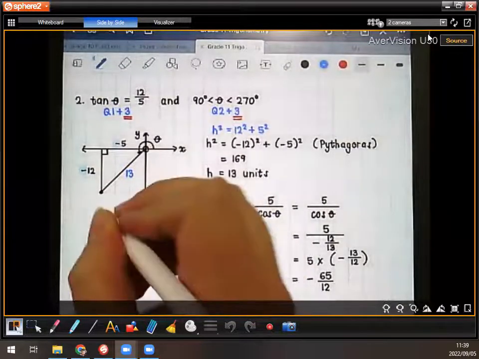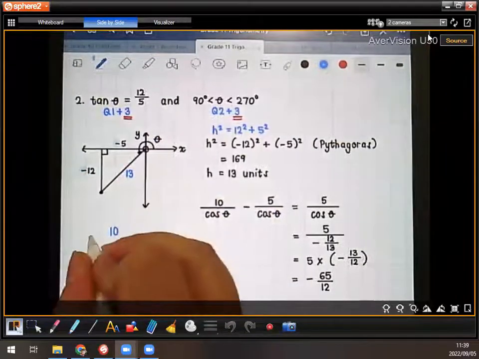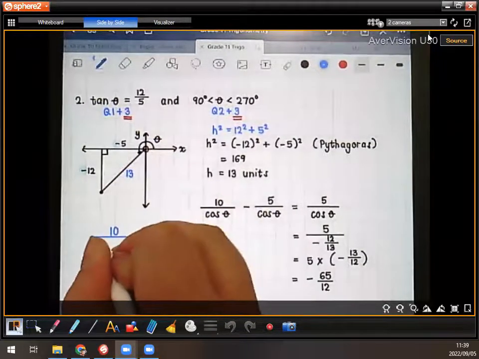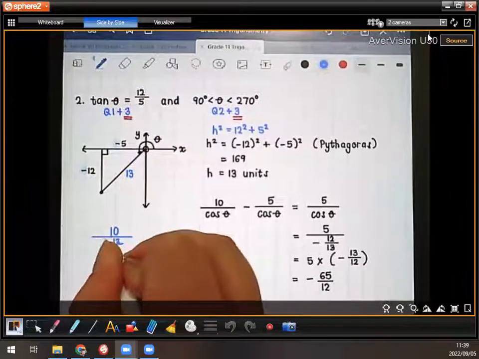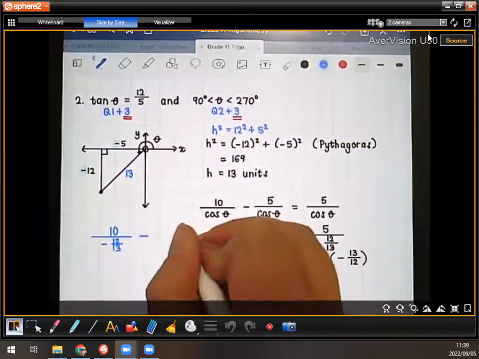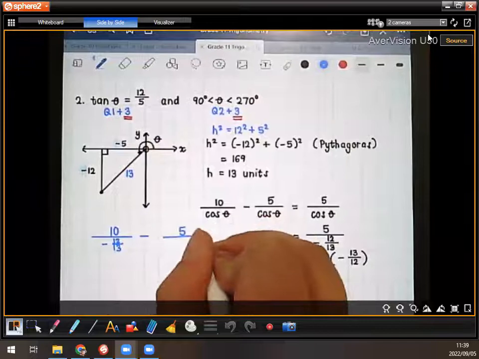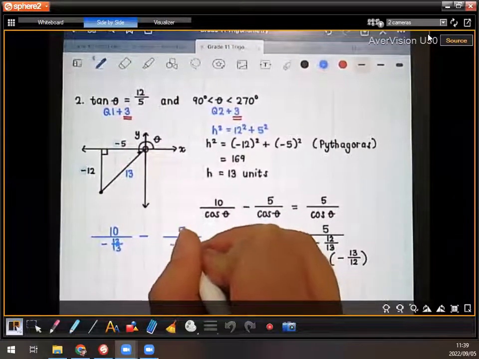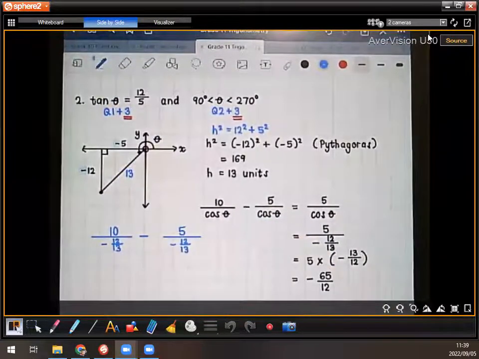So if you did it like this, 10 over negative 12 over 13, minus 5 over negative 12 over 13. And guys, the unfortunate thing about these questions is that because it says without a calculator, you can't just go straight from this to your answer. Right? You actually literally have to do it without using a calculator. So you would have to do a different times for both of them and subtract.